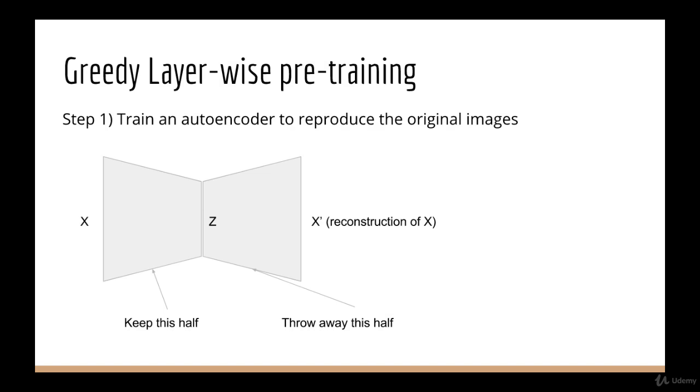Transfer learning might remind you of something we studied in the past, greedy layer-wise pretraining. Recall that this works as follows. First, we take a shallow autoencoder and then just train it to reproduce its input. Then we chop off the second half and use the first half as the first layer of our final neural network.